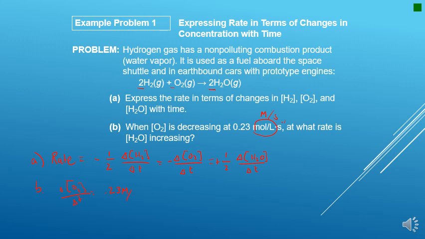When I look at that information, I know that the rate of the O2 is 1/2 of the rate of the H2O, and so as a result, I could simply take this and set that equal to 1/2 the change in the concentration of the H2O over our change in time. To get rid of the 1/2, I would multiply both sides by 2, and so I would end up with 0.46 molar per second as the rate of formation for the water vapor.